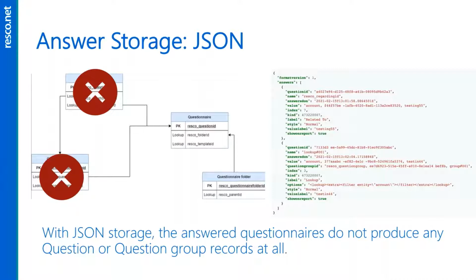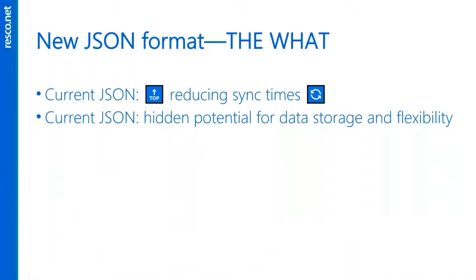So if we had a JSON format before, why did we introduce a new one? The current JSON format, the old one, was very good at reducing synchronization times. This worked well, and if you haven't been using this option before, it's highly recommended that you do, especially if you experience long synchronization times. But the current JSON format had a lot of potential for more efficiency and more flexibility.